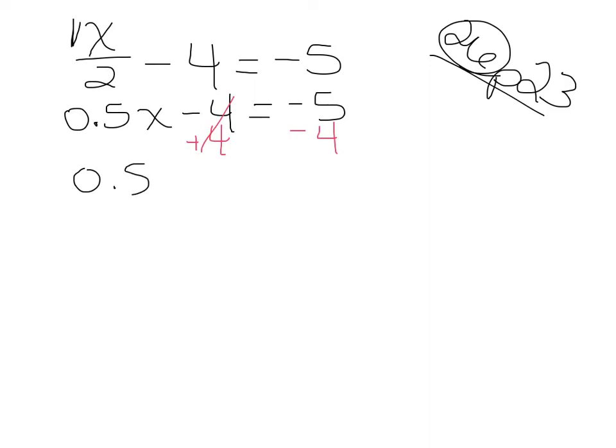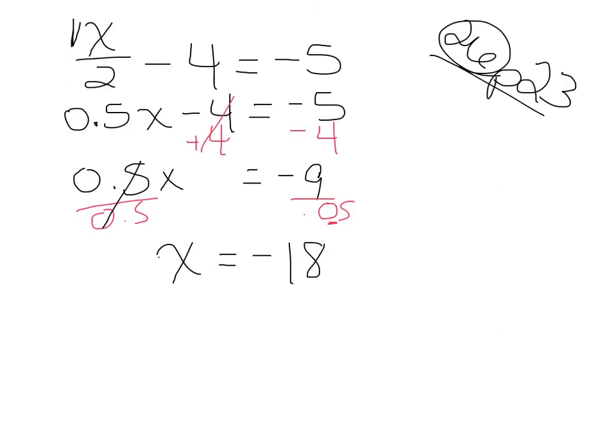Bring down the 0.5x. Negative 5 minus 4 is a negative 9. I then need to get rid of the 0.5. That's 0.5 times x. So to get rid of it, I will divide by 0.5. What you do to the left, you have to do to the right. Put the decimal in the wrong spot. X, negative 9 divided by 0.5 would be a negative 18.